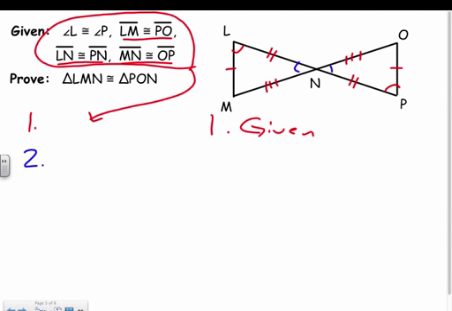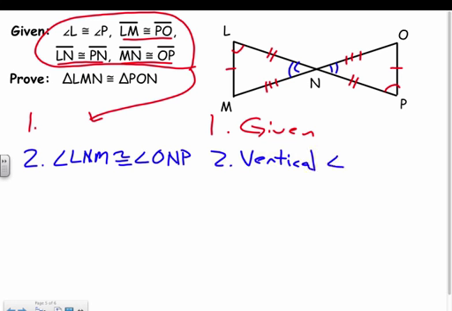Can I state that these two are congruent to each other? Sure, because they're what types of angles? Vertical angles. So I could say angle LNM is congruent to angle ONP. And I can flip that around and say angle PNO or angle MNL. And I know they are vertical angles. So vertical angles theorem or definition of vertical angles, or even if you just say vertical angles, I'm okay with that.